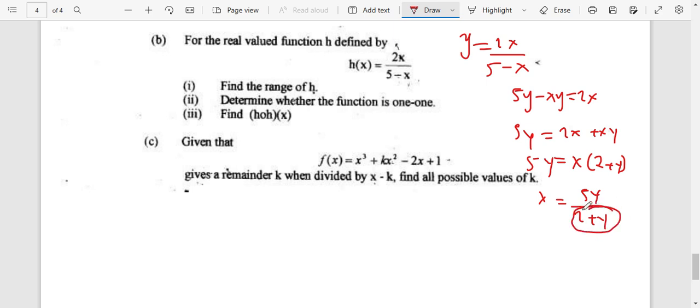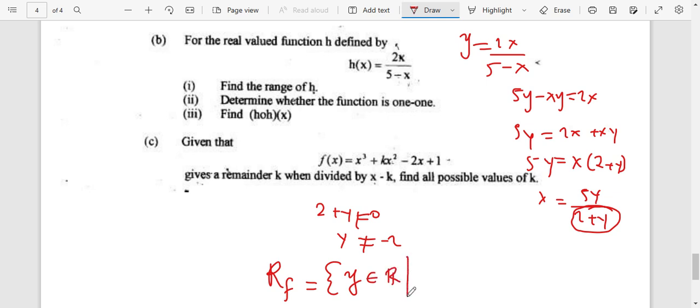So the denominator can't be equal to 0. So say 2 plus y cannot be equal to 0, meaning that y can't be equal to negative 2. So therefore, the range of the function can write it as y is a member of real numbers such that y is not equal to negative 2.